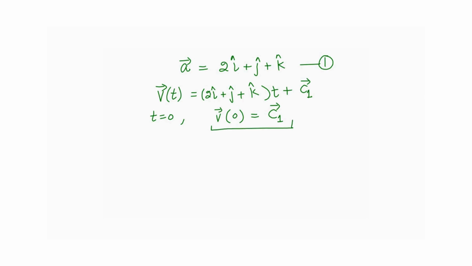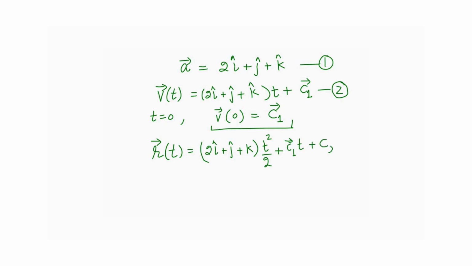If we can find the velocity of the particle at time t equal to 0, we know the constant of integration c1. Okay, now integrate this equation, let's call it 2, with respect to time again, and that gives us the position vector r(t) of the particle, and this is equal to (2i plus j plus k) into t square divided by 2 plus c1 into t plus c2 vector, which is another constant of integration.